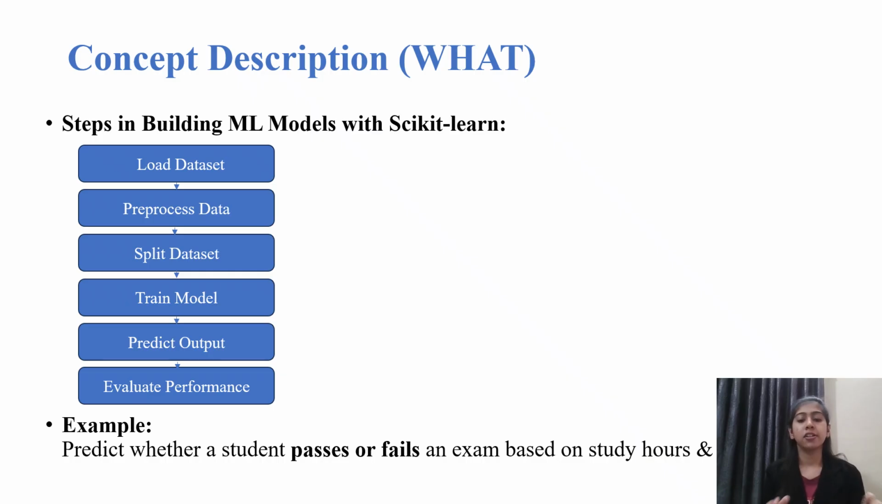data sets. The general workflow of building ML models with scikit-learn includes: first, you need to load your dataset, then pre-process the data, which is handling the null values and scaling your features. Then you need to split your dataset into train and test sets. Then you need to choose the right model to train on your dataset, then predict output, and then evaluate the performance based on the accuracy and precision of your model.